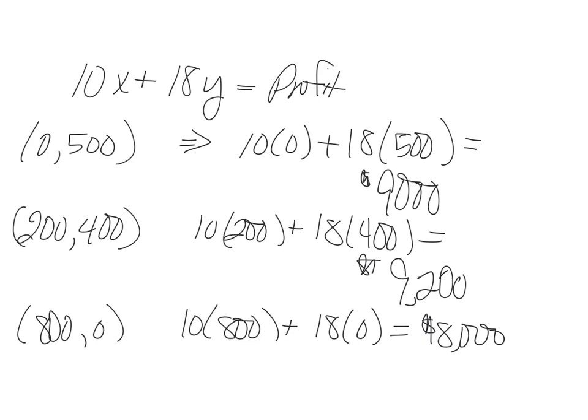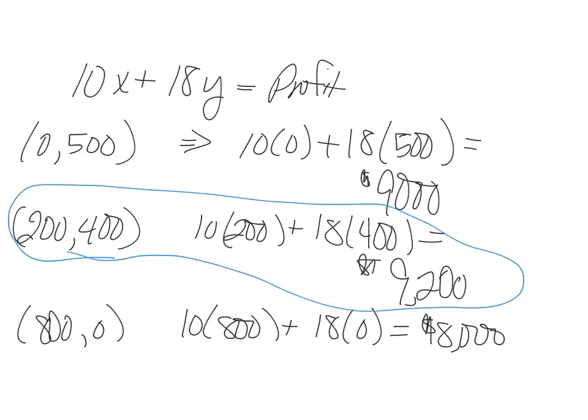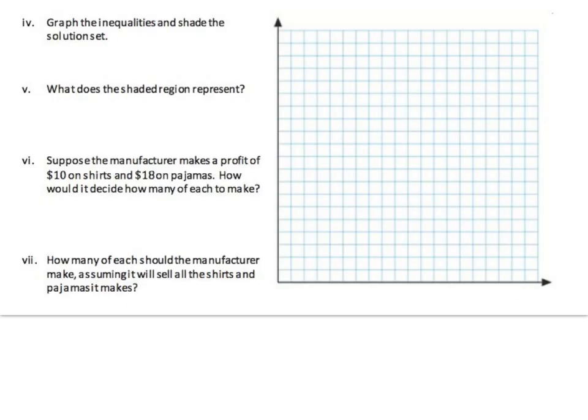So which one should he pick? Which one gets you the most profit? Well, duh, 9,200 is more than 8,000, more than 9,000. That is the most profit that I can get, which is very, very cool. Which means we answered all these questions. I just didn't do it here. And I don't know what this slide is for.